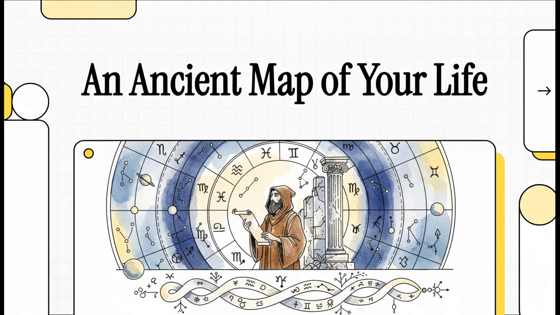What if you had an ancient map of your life? I don't mean a personality profile. I mean a blueprint, something that laid out the entire timeline of your fate. Well, today on The Explainer, we are digging into a system of astrology that was lost for nearly 2,000 years, a system that promised to do exactly that.